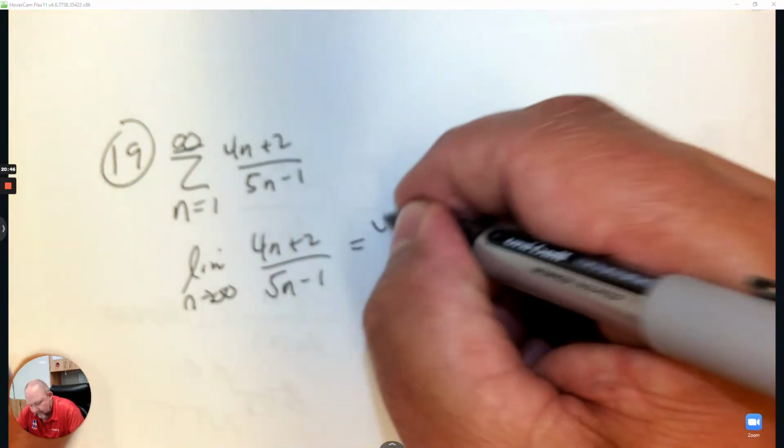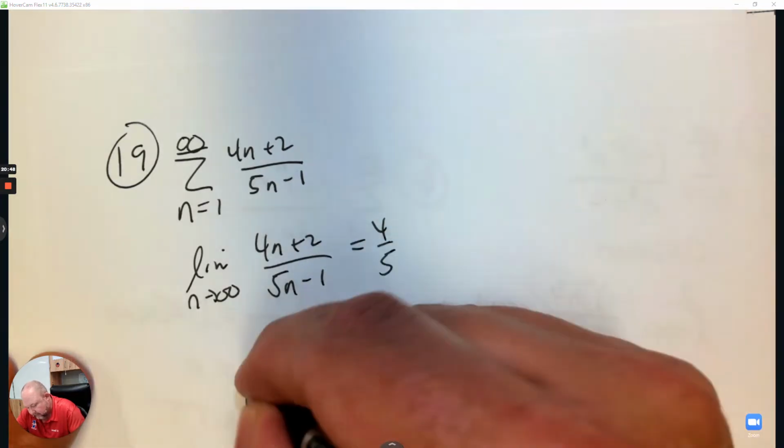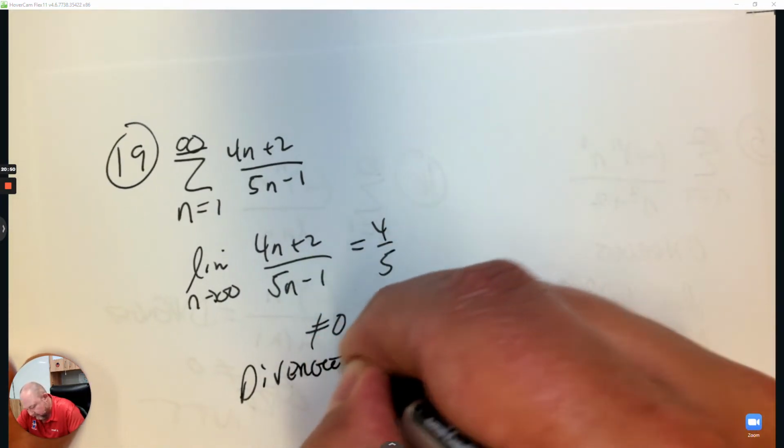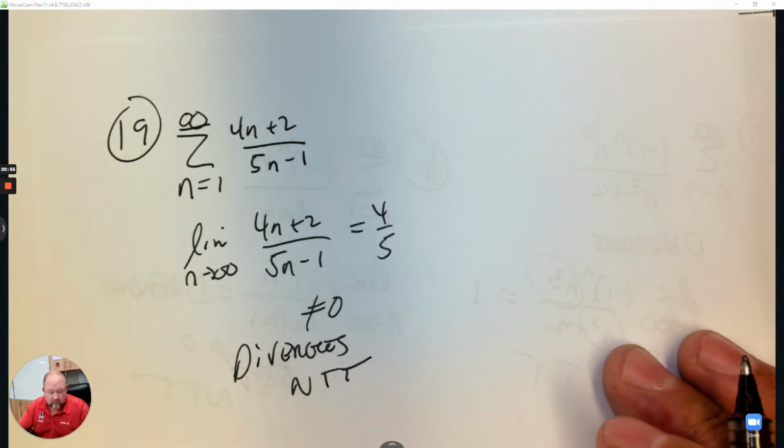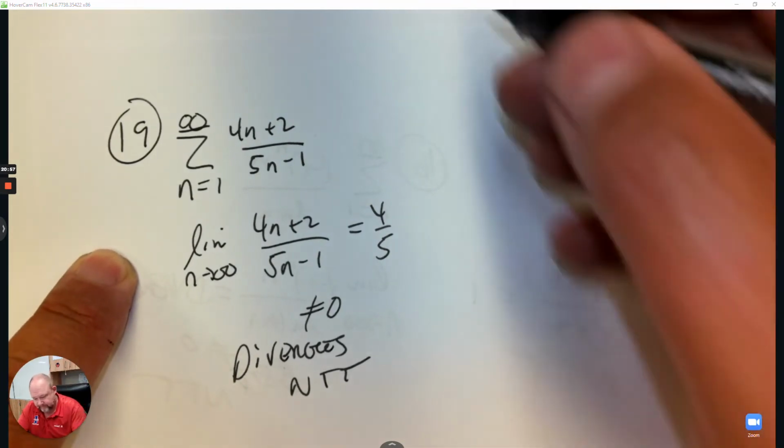19. So the limit as this goes to infinity equals 4/5. It does not equal 0, so it diverges by the nth term test.